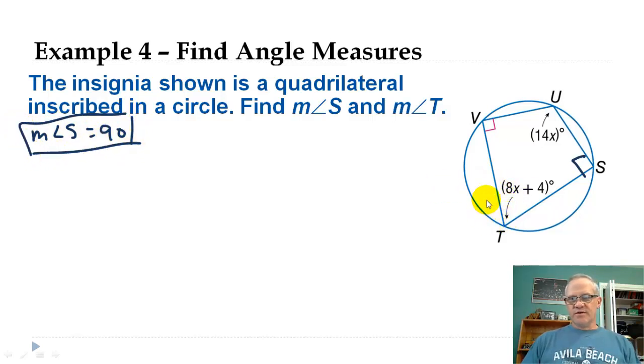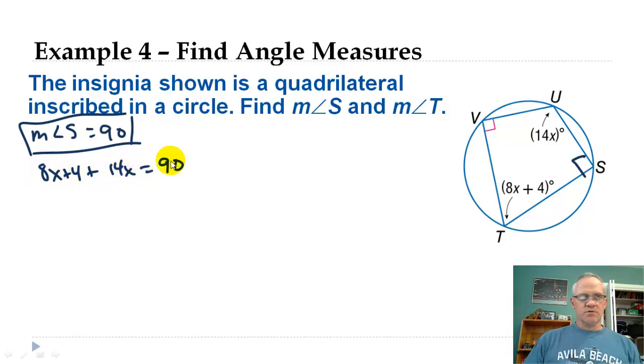And then to find the measure of angle T, these two will have to add up to 180. So we just do 8x plus 4 plus 14x would equal 90.